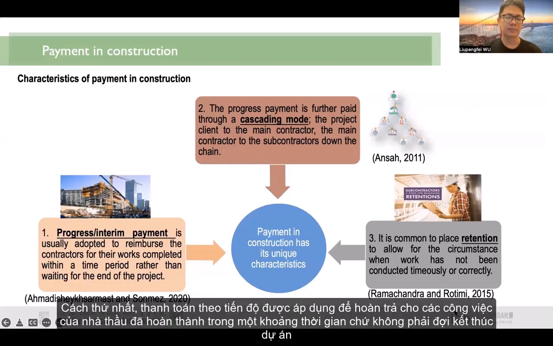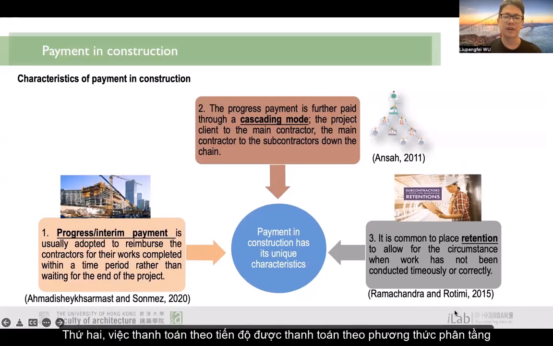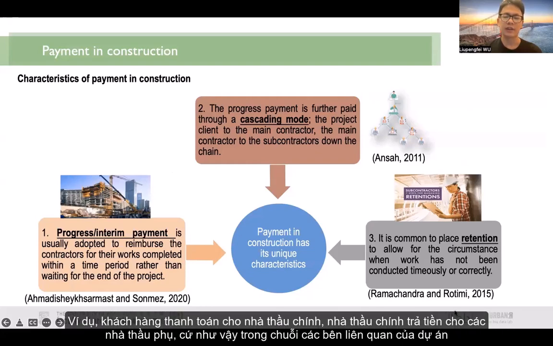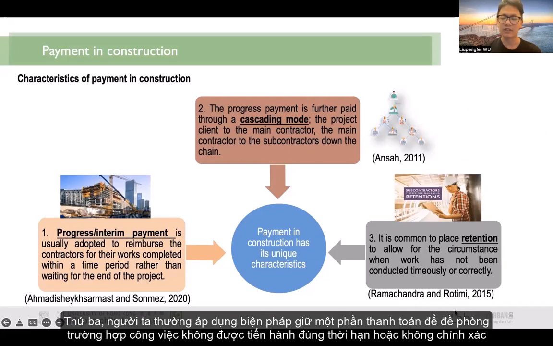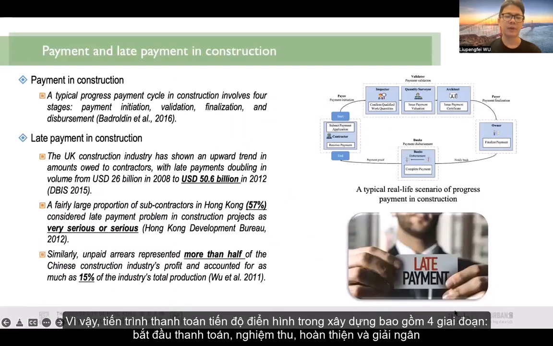The first one is that progress payment is adopted to reimburse the contractors for their works completed within a time period rather than waiting for the end of the project. Secondly, the progress payment is further paid through a cascading mode. For example, the project client to the main contractor and the main contractor to the subcontractors and so on down the chain. And thirdly, it is common to place retention to allow for the circumstance when work has not been conducted on time or correctly. So a typical progress payment cycle in construction involves 4 stages: payment initiation, validation, finalization, and disbursement.